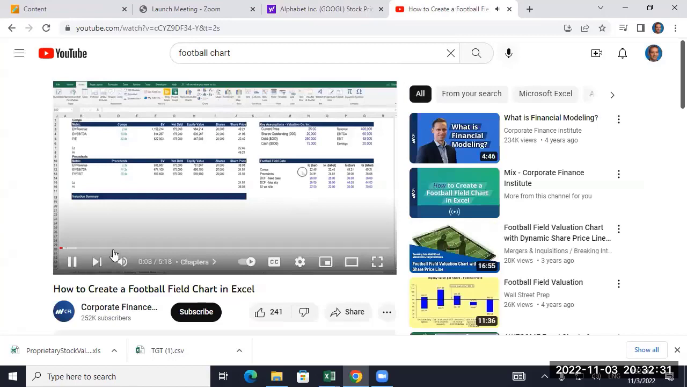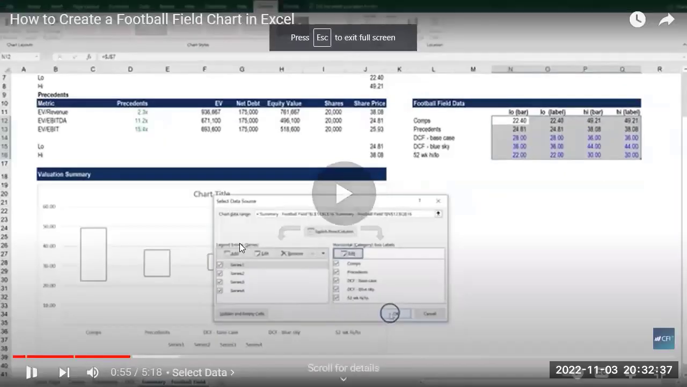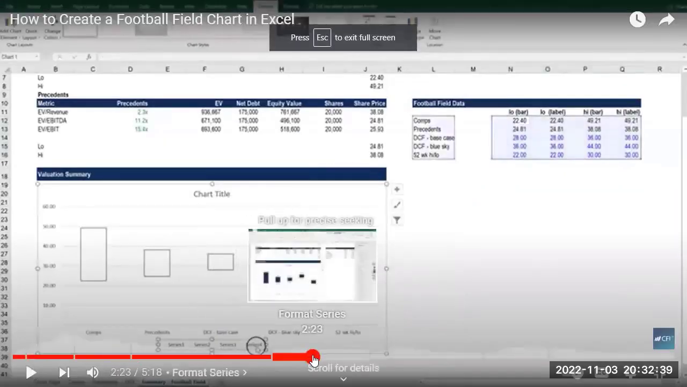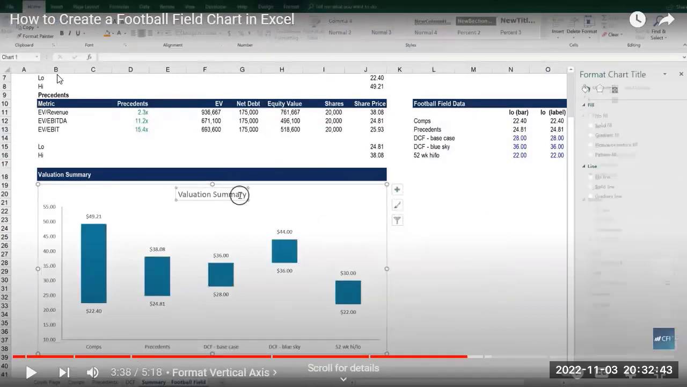A football field chart shows these various different valuation methods here. So we select those labels. You want to go sideways. You don't want to go like that. So let's do a sideways one.